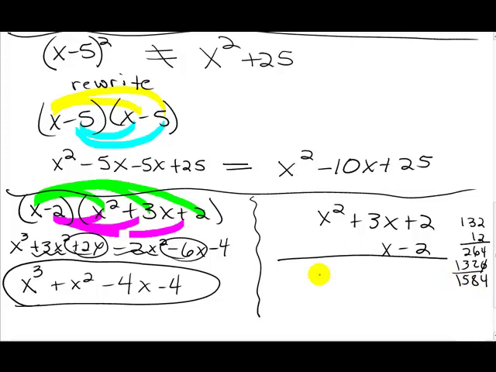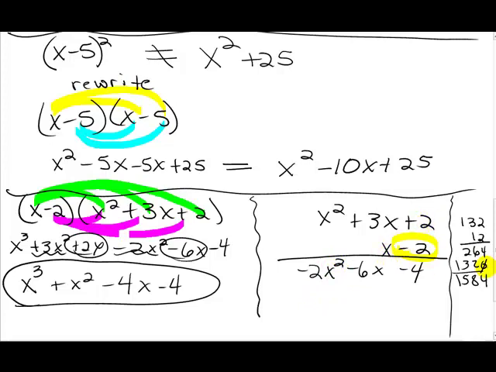We're going to do the same thing here. So we're going to take and multiply this negative 2 times everything on top. So we'll have negative 4, negative 6x, negative 2x squared.